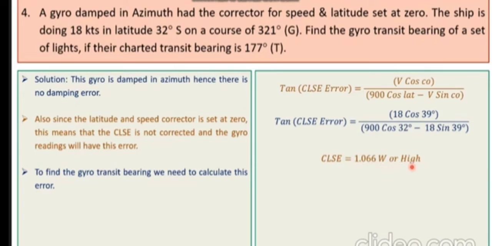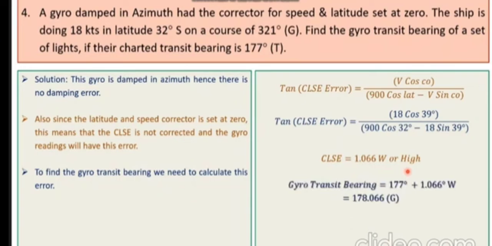or high. Now the magnitude is obtained from the formula, and the sign of the error, that is west or high, is obtained from the fact that the course which we have, which is 321 degrees, has a northerly component. Whenever the course has a northerly component, this is a northwesterly course. So whenever the course has a northerly component, the steaming error is always west or high.